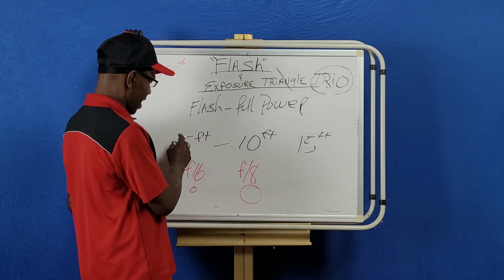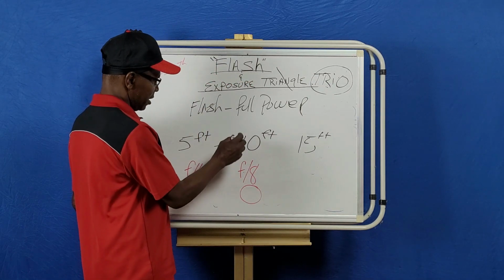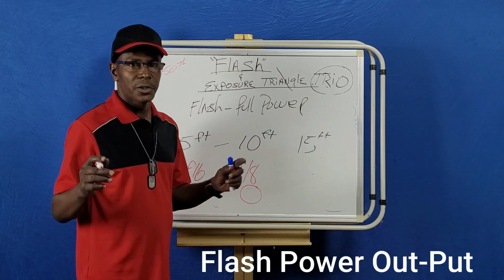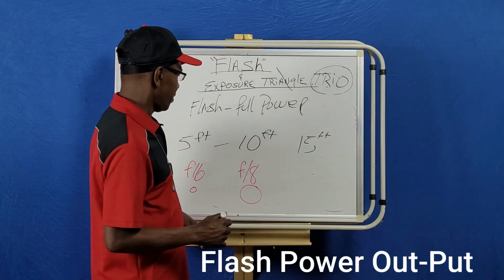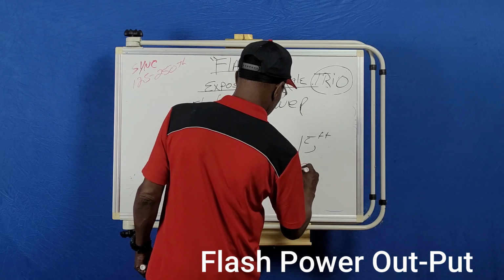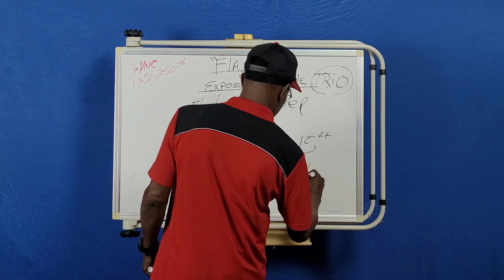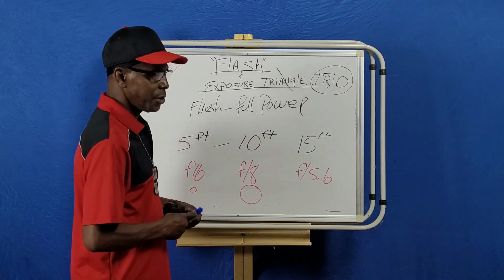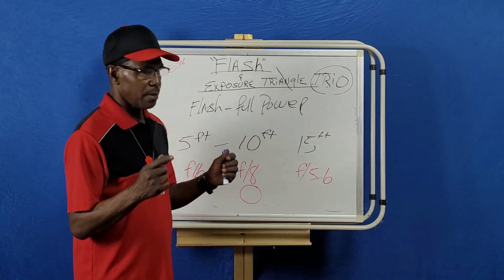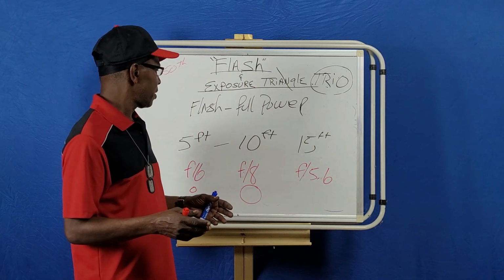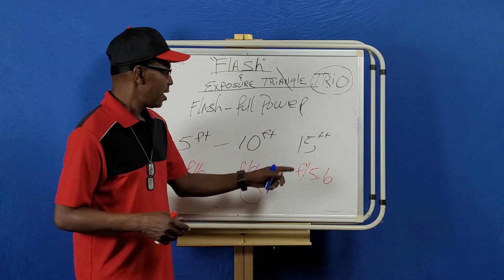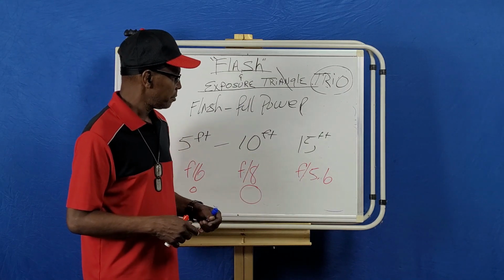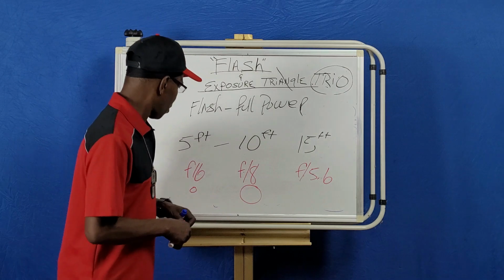So at 15 feet, what do you think? If I was at 5 feet at f16, 10 feet at f8, so what f-stop do you think I would be at at 15 feet? Where I would be at f5.6. So I knew as my subject was getting closer to me, if they were farther away, I needed more light. And this is we're talking on the flash now.